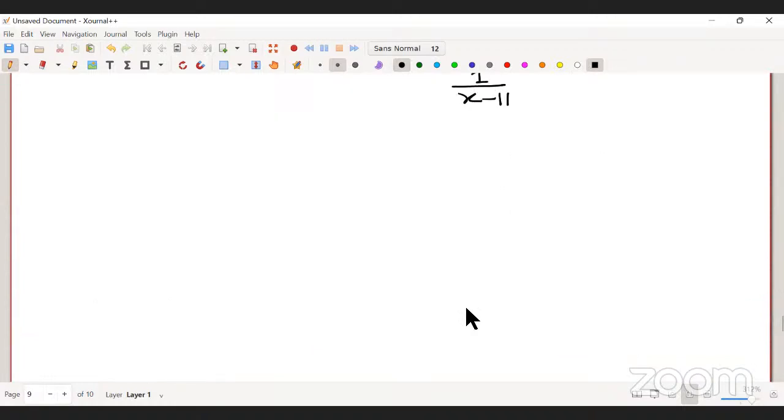Okay, so let's go to this logarithm function, because once we have the inverse of a function, then we can easily define the logarithm function. So previously we had this exponential map.